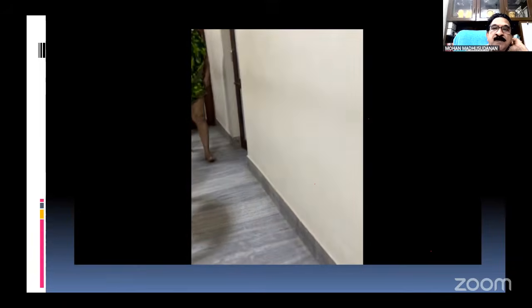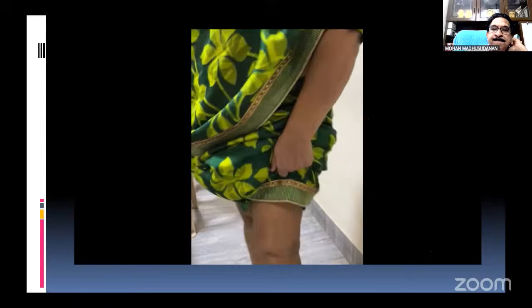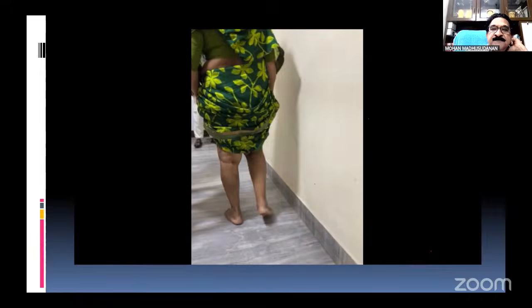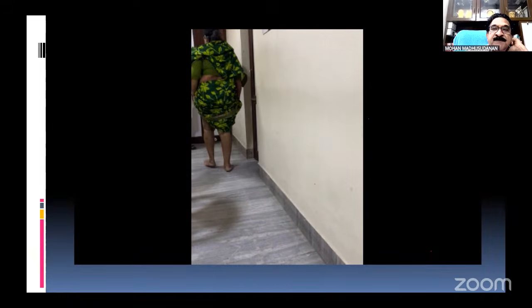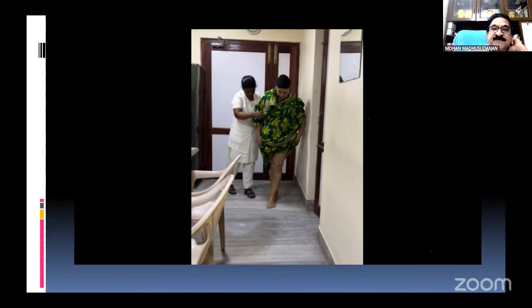This is how he walked. Slightly broad base. Maybe due to knee problems, some people with orthopedic conditions also walk like that. But tandem walking was defective.